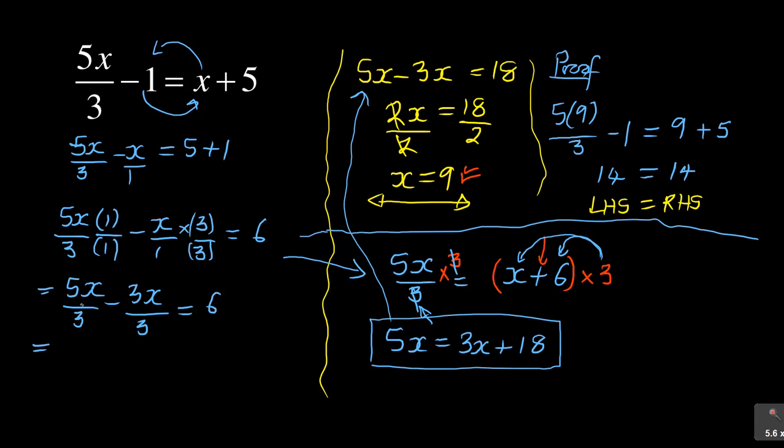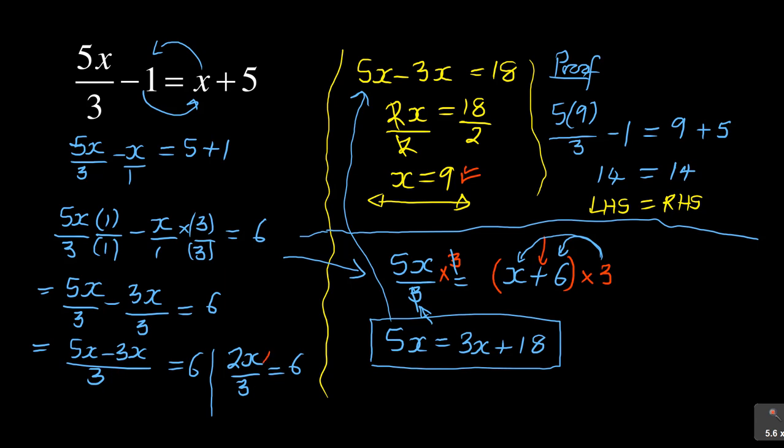Now when you have done that, you can now add your fraction, which is 5x minus 3. In this case, it is 5x minus 3x is equal to 6. Now what is 5x minus 3x? Here you will get now 2x over 3 is equal to 6. Then it's up to you how you solve it.